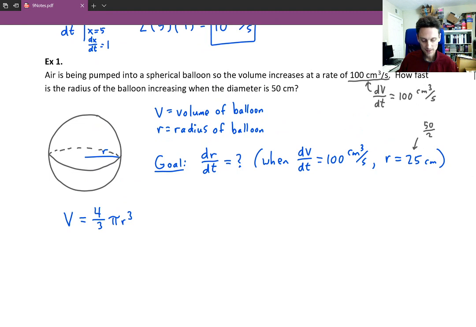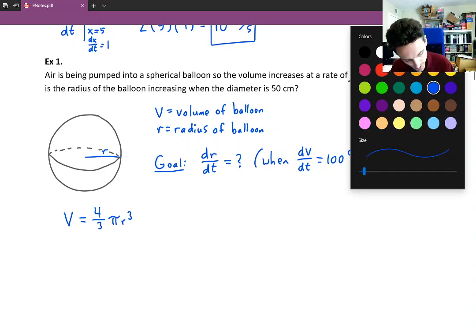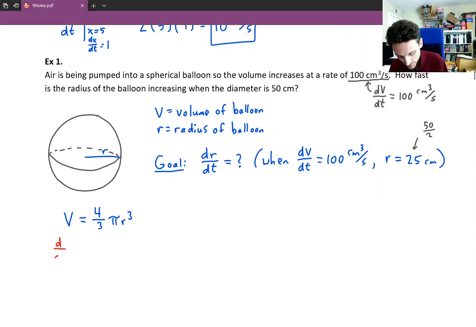4/3 pi r cubed. Now we can take that equation that relates volume and radius and differentiate it with respect to time. That's going to introduce dV/dt, the rate at which volume is changing with respect to time, and dr/dt, the rate at which radius is changing with respect to time, and give us that relationship that we need between those two rates. So our next step is to take the derivative on both sides with respect to time.